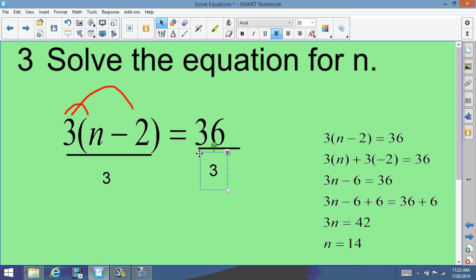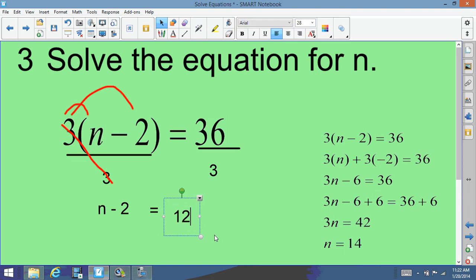So by dividing by 3, what that does, in a sense, to the 3's, they cancel down to 1. Some people say they cancel out, but they cancel down to 1, and 1 times n minus 2 would just be the n minus 2. So you can really say the n minus 2 is all that's left on the left side. On the right side, we have an equal sign, and the 36 divided by 3, that gave us 12.